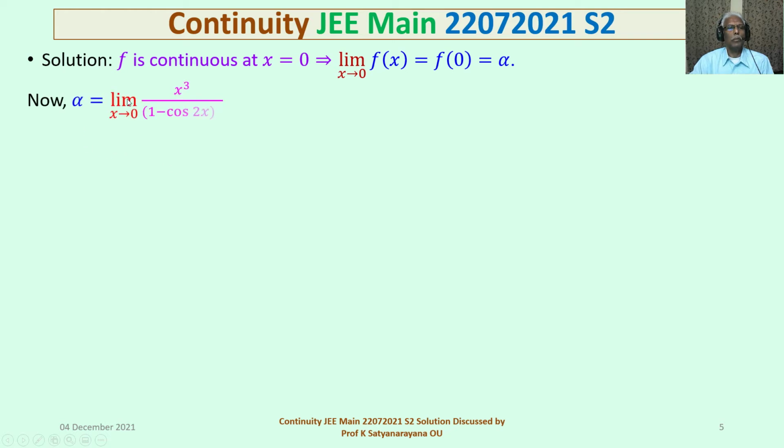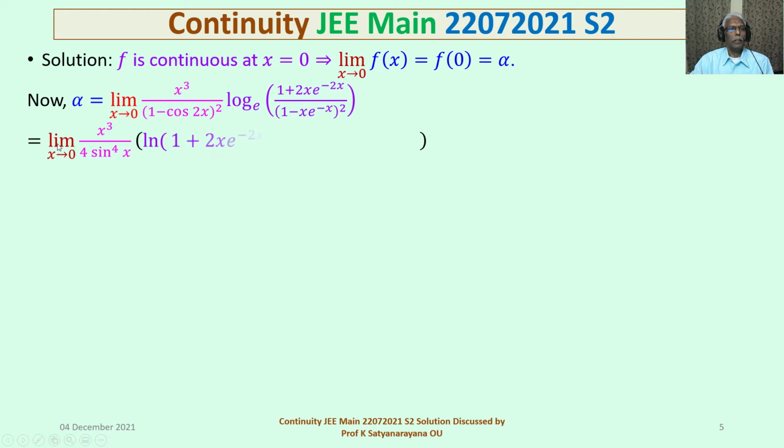Alpha is equal to limit x tends to 0 of the given function. Now in this denominator, 1 minus cos 2x is there. 1 minus cos 2x is 2 sine square x, and 1 minus cos 2x whole square will be 4 sine power 4x. That will be equal to limit x tends to 0 x cubed by 4 times, in the denominator sine power 4x, into the remaining function.